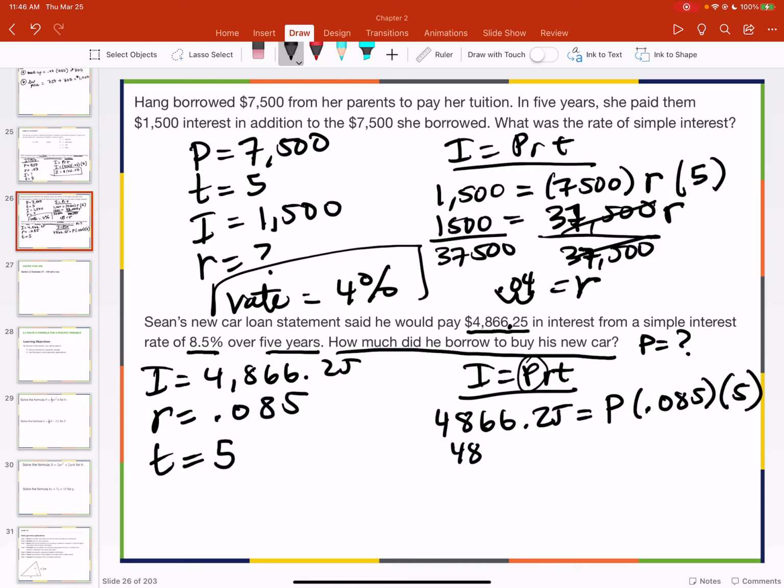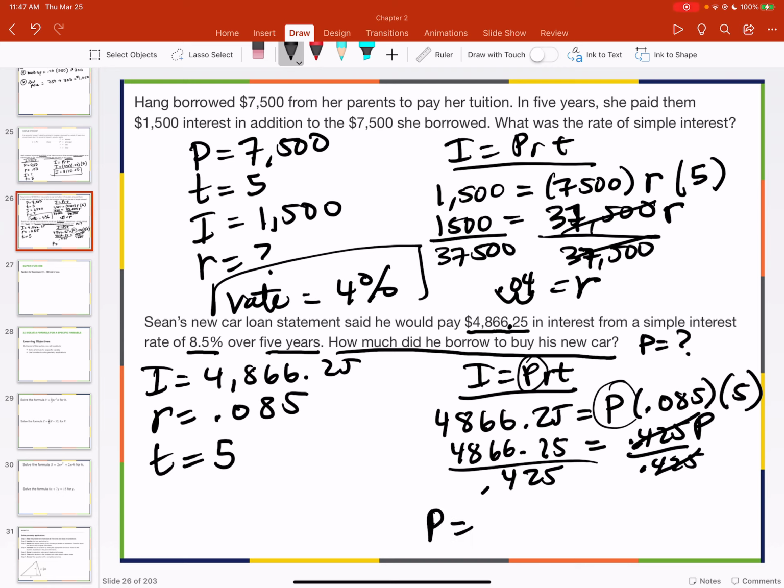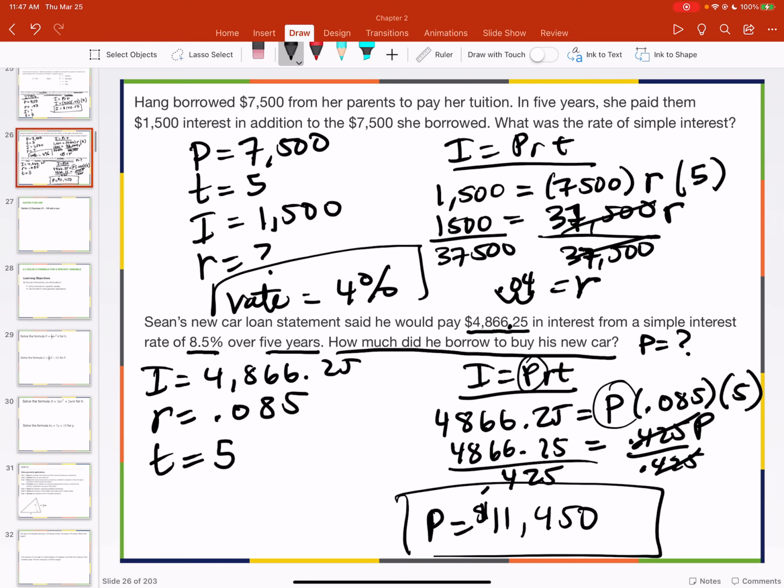So we have 4,866 and 25 cents, or 25 hundredths, is equal to 0.425 times P. So then we divide both sides by 0.425, or 425 thousandths. So let's go ahead and do that. 4,866 and 25 cents divided by 425 thousandths. So the principal amount is $11,450. Okay. Alrighty, so that's it for section 2.2.